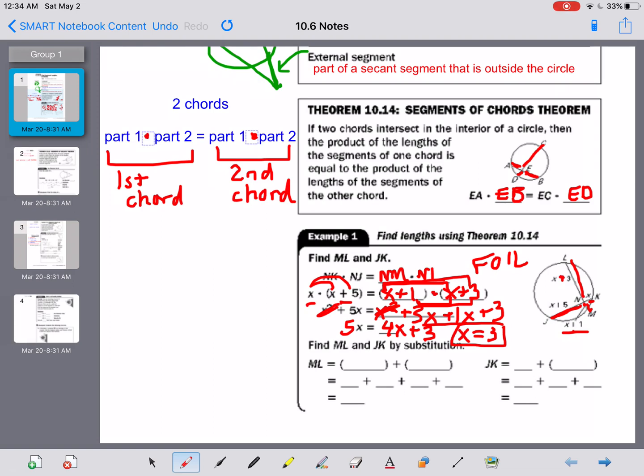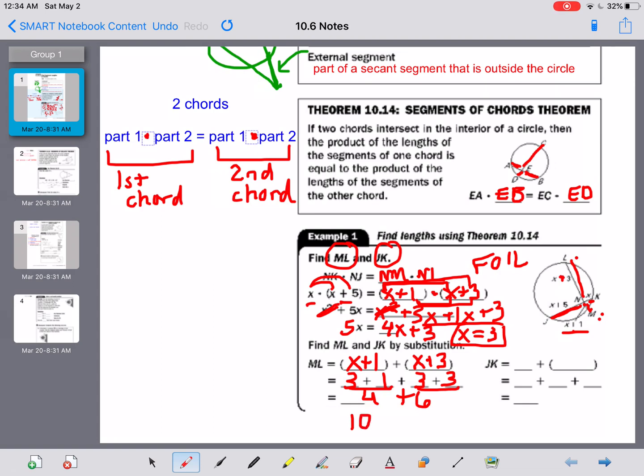But in this case, we need to be careful. They did tell us to find ML and JK, so we have some plugging in to do. I look for ML back at my picture. ML is the full line from M to L over here. The bottom part of MN was X plus 1, and the top part from N to L was X plus 3. So I'm going to plug in my 3 for those X's, and I get 4 plus 6, and I get a length of 10.